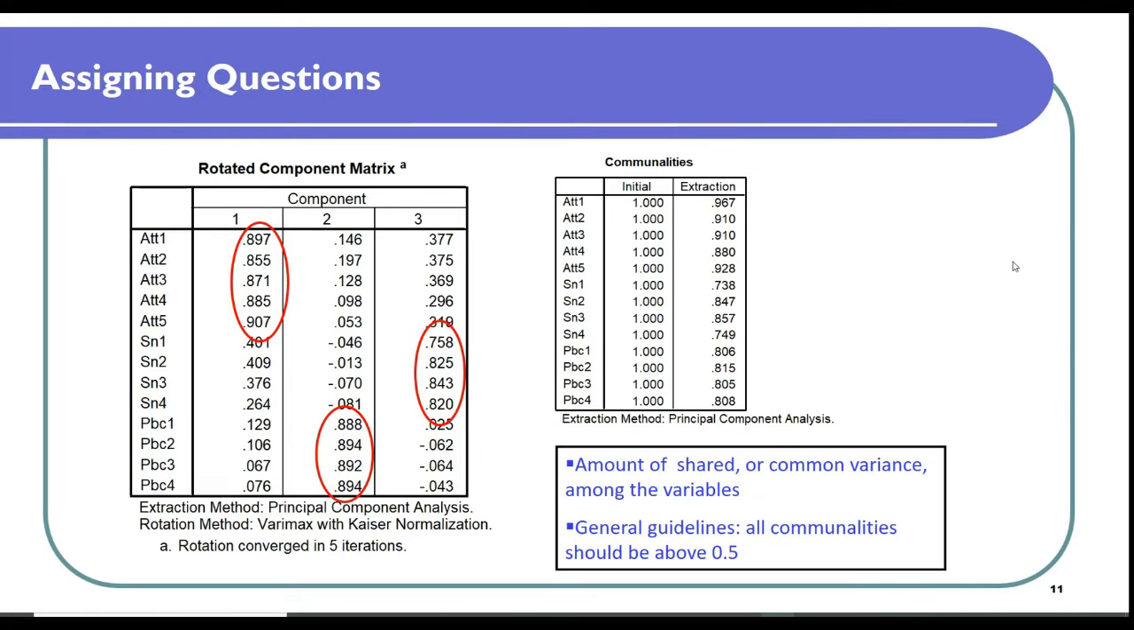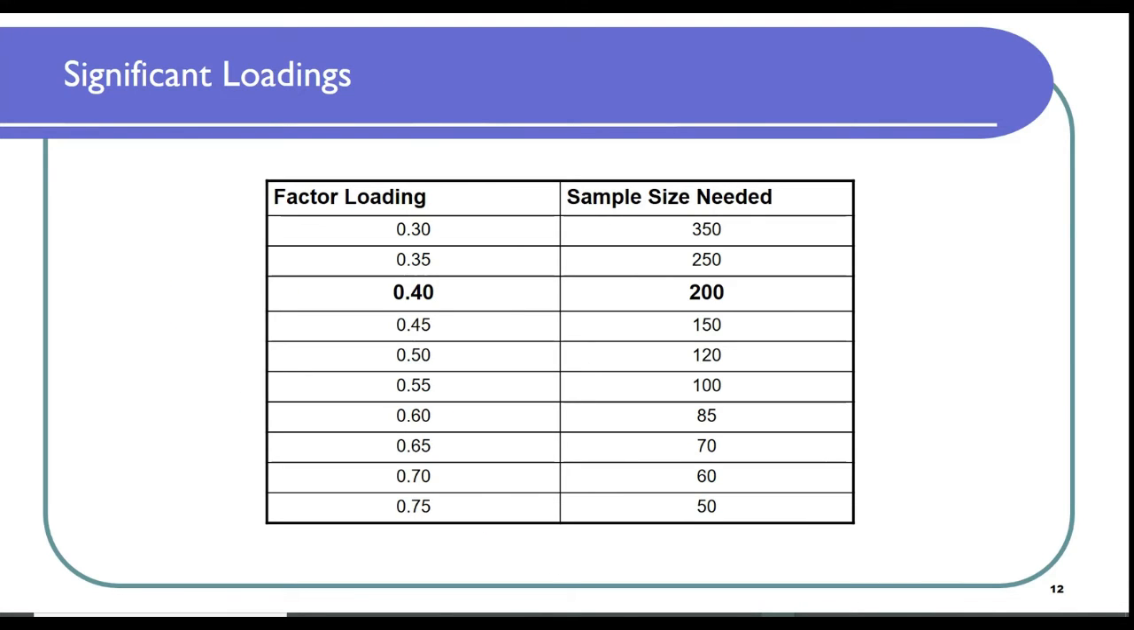Now you see here, this table shows the relationship between sample size needed and factor loadings. Factor analysis is a technique that requires a large sample size. It is based on the correlation matrix of the variables involved, and correlations usually need a large sample size. So acceptable factor loadings are related to the sample size.